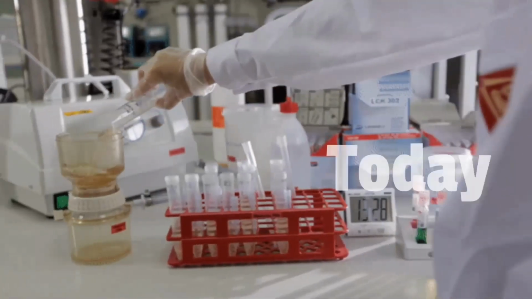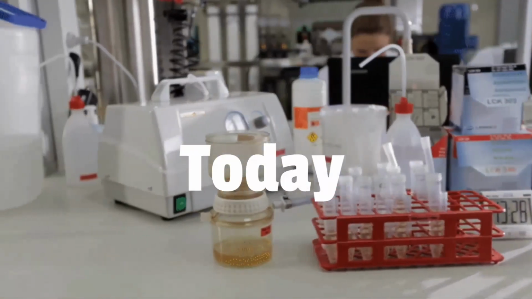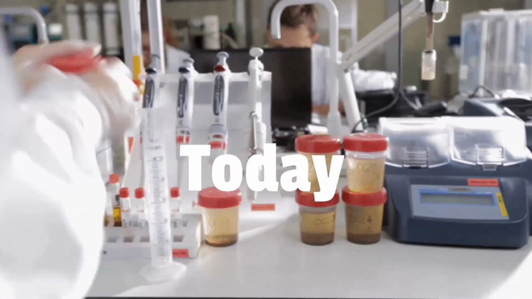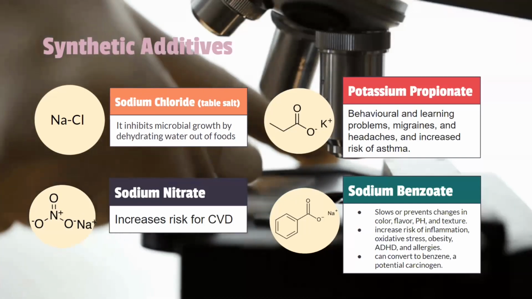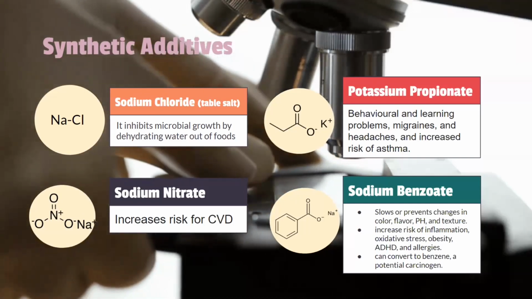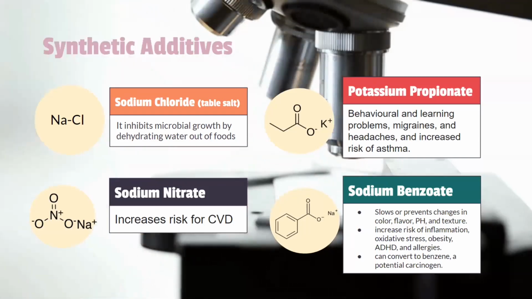Moving on to today, we are in an era of food preservation based on chemicals, utilizing both artificial and natural preservatives. However, some of these chemical processes may have harmful effects on the human body. Building on that, some common synthetic preservatives include sodium chloride, also known as table salt. It works to inhibit microbial growth and dehydrate foods.